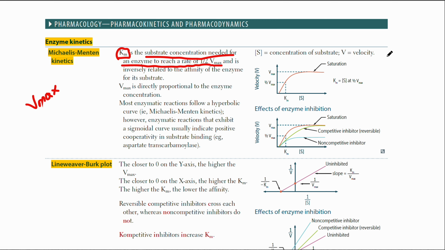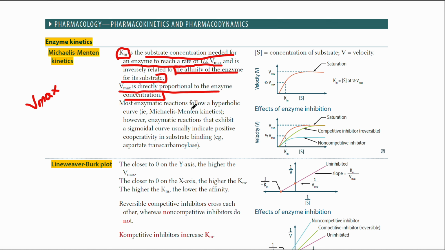So we will be talking about this graph in a later part. Vmax is directly proportional to the enzyme concentration, right? So the more enzyme there is, the higher the maximum velocity. And Km is inversely related to the affinity of the enzyme for its substrate. You have to remember this. Affinity is the ability of anything to bind with anything. So the affinity of the enzyme for its substrate is inversely related to the Km.